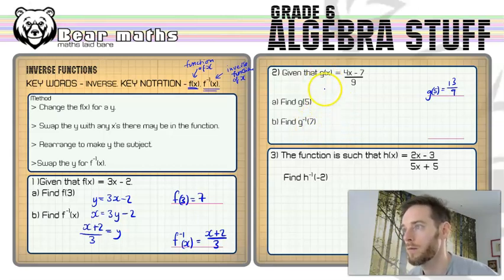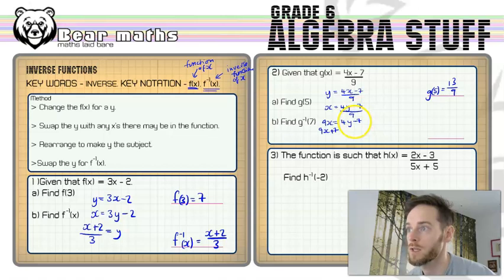So I'm going to put, first of all, g of x, turn it into a y, equals 4x minus 7 over 9. Then I'm going to swap the x's and the y's. x equals 4y minus 7 over 9. Then I'm going to rearrange, so I'm going to get 9x equals 4y minus 7, get y on its own, remember, so take away the 7 and divide by 4, so 9x minus 7, oh sorry, add 7, because that is a minus 7 already.